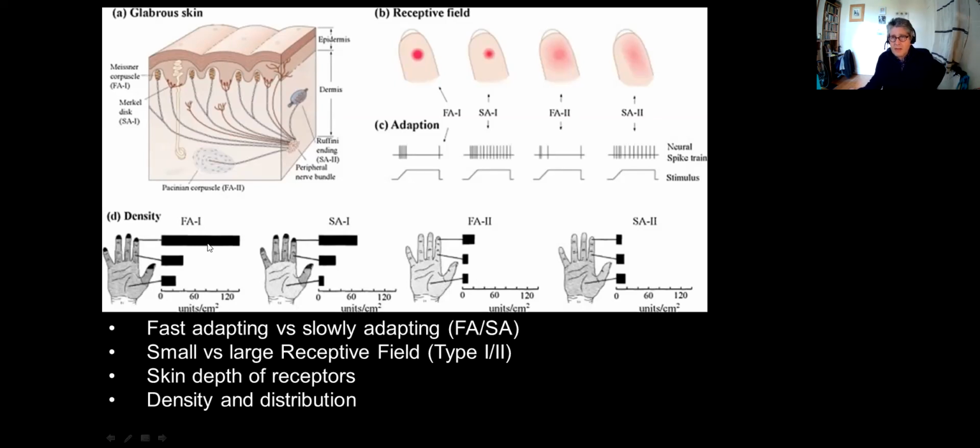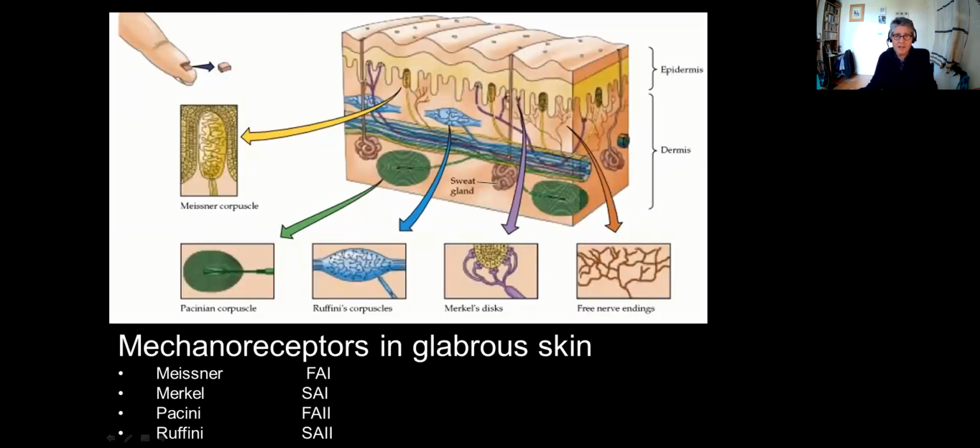So what this means is that the high sensitivity of the fingertips, the exquisite sense of touch that we have on our fingertips and in other areas of our body, like around the mouth, is really due to the large number of FA1 and SA1 type receptors that you have. Now, you remember on the previous slide, I talked about Meissner, Merkel, Pacini, Ruffini. Now you can see that the Meissner is the ending that corresponds to the FA1 afferent neuron, and the Merkel, the SA1 afferent neuron, and so on and so forth.